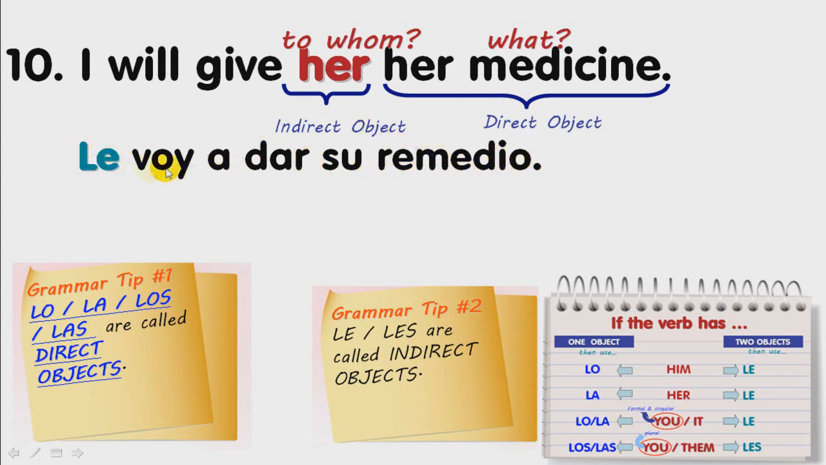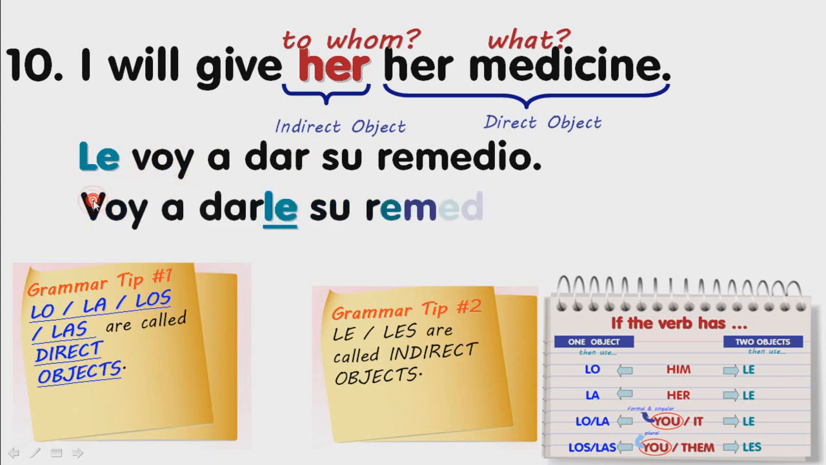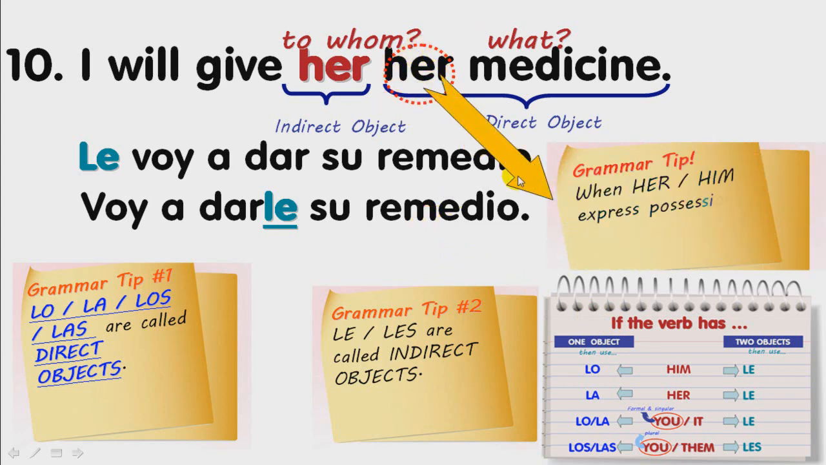And as we have two verbs, we have another possibility. Voy a darle su remedio, o voy a darle su medicina. One more thing that we have here is that lo, la, and los, las are called direct objects. Le and les are called indirect objects. Now, how about the translation of this? Well, when her or him express possession, we translate them as su.